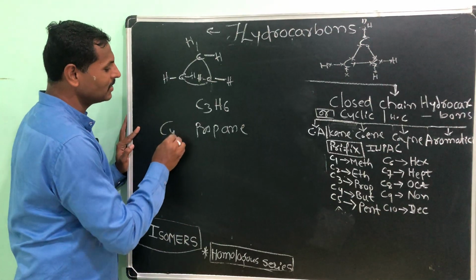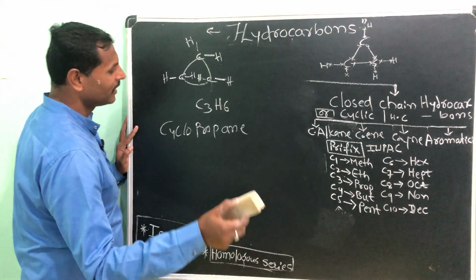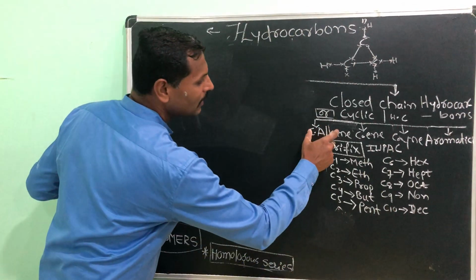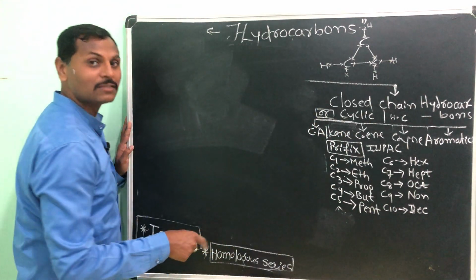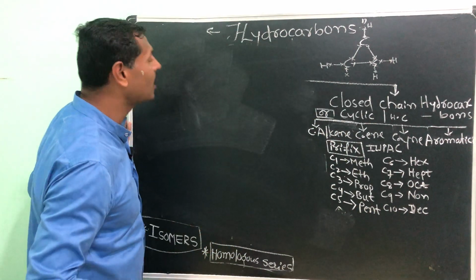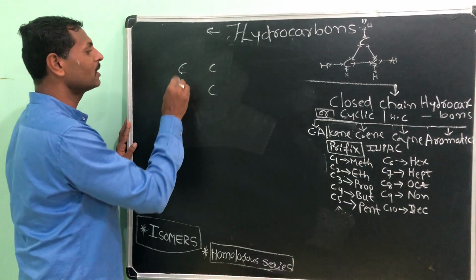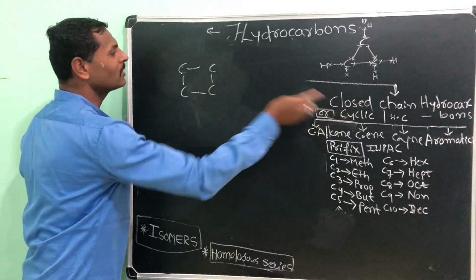That's why add a cyclo to it. Cyclopropane. Okay, right. So I will take one more, cycloalkanes. This cycloalkane means a single bond between the carbon atoms. I will take four carbon atoms, close it, cycle it, closed or cyclic.